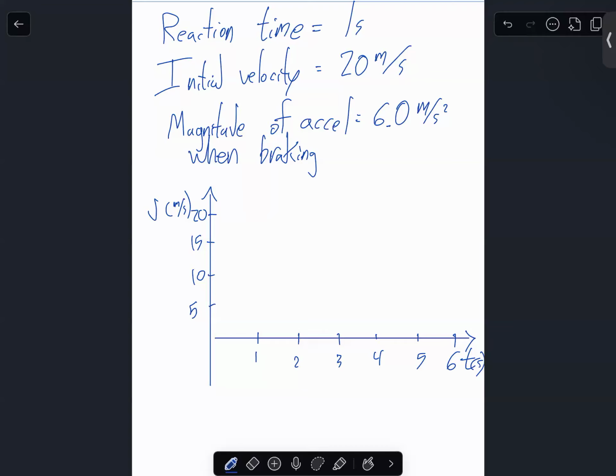Find how far you go before you brake to a stop. Before you come to a rest.